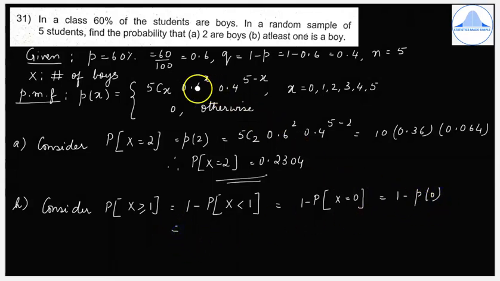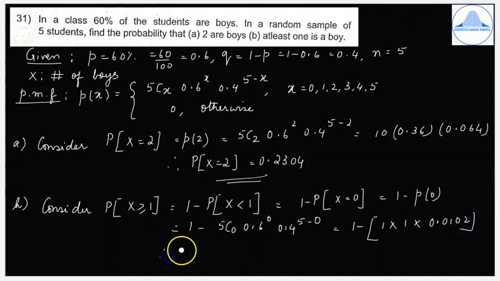So P of 0 is obtained by putting X equal to 0 in the PMF. So it is 1 minus 5C0, 0.6 to the power 0, 0.4 to the power 5 minus 0, which is equal to 1 minus, 5C0 is 1, 0.6 to the power 0 is 1, and then you find out 0.4 to the power 5, which is 0.0102. So therefore, the final answer is probability of X greater than or equal to 1 is 0.9898.